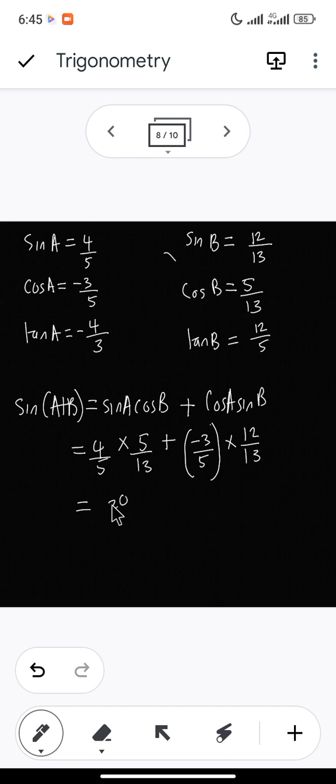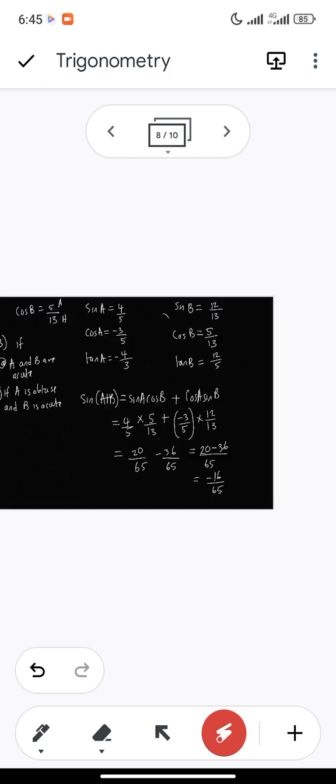So 4 times 5 gives us 20. 5 times 13 gives us 65. Negative 3 times 12 gives us negative 36. 5 times 13 gives us 65. So similar denominators, 20 minus 36 over 65. 20 minus 36 gives us negative 16 over 65.